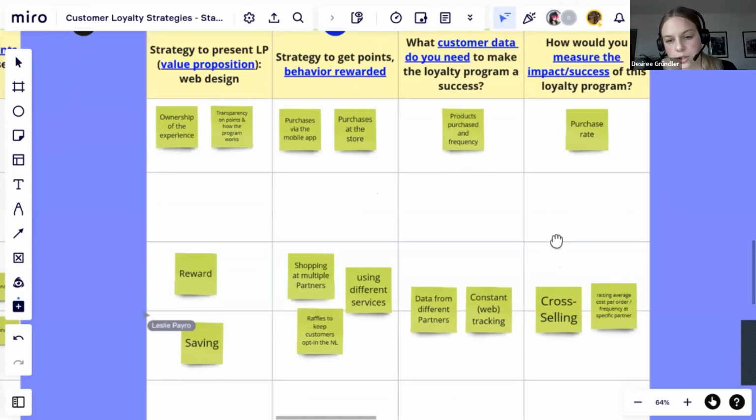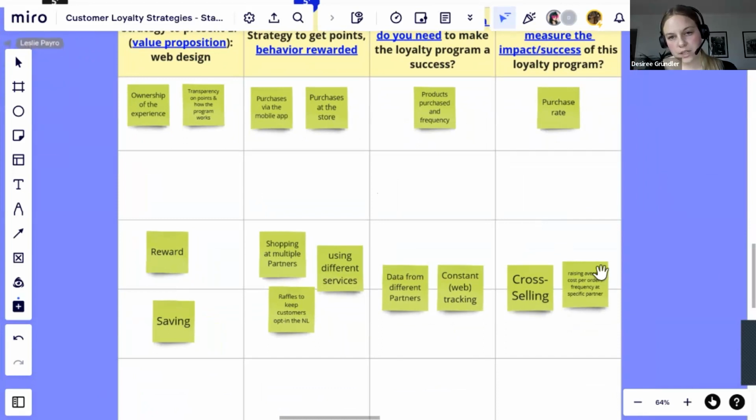On the last point, as I said, how to measure the impact or the success is if you actually can make sure that you sell to people from multiple partners or different products, so cross-selling, and also raising the average cost per order or the frequency at the specific partner.